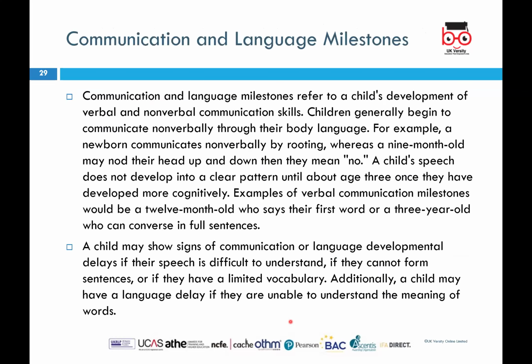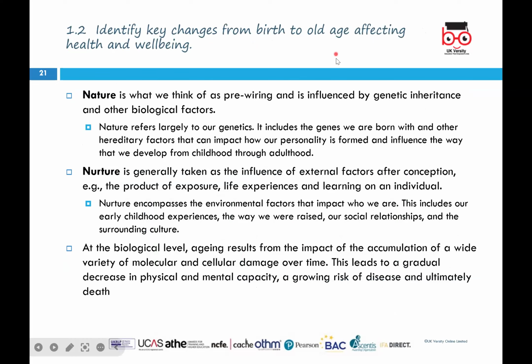This is one of the major learning outcomes that you will have for your assignment as well. So this is 1.2. This is to identify key changes from birth to old age affecting health and well-being. There are two components. So there's nature and there's nurture. Nature is what we think of as pre-wiring, that we say this is the person's nature.